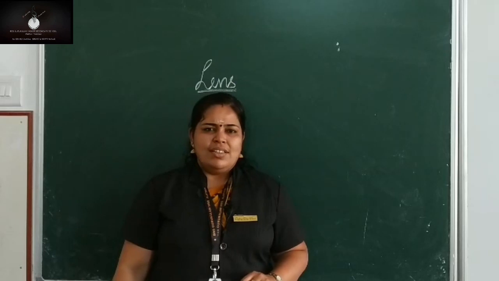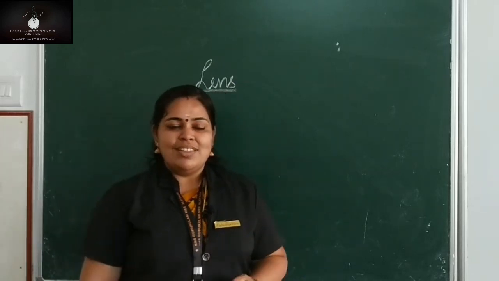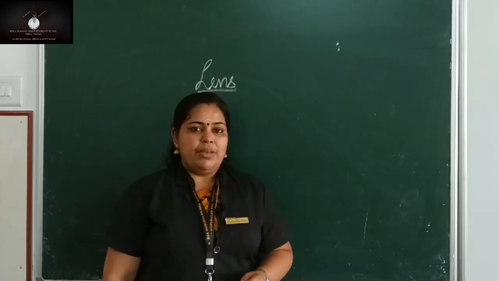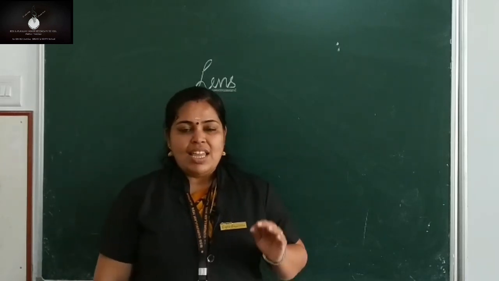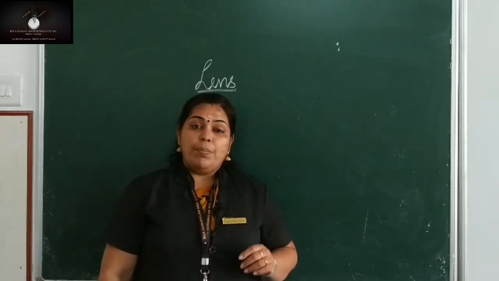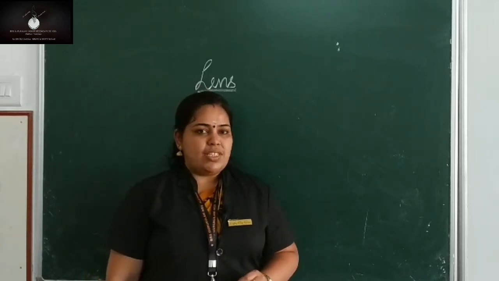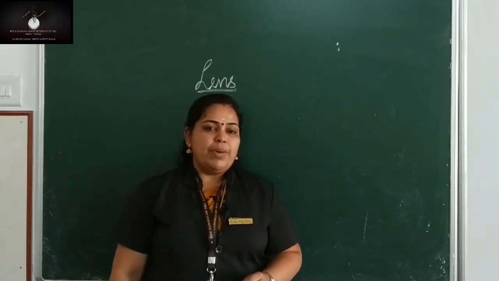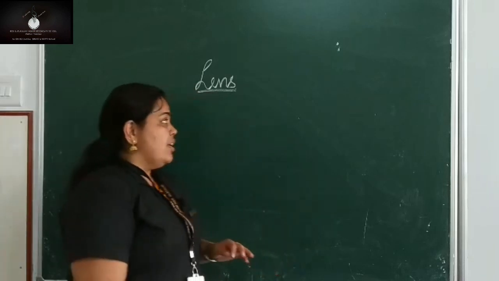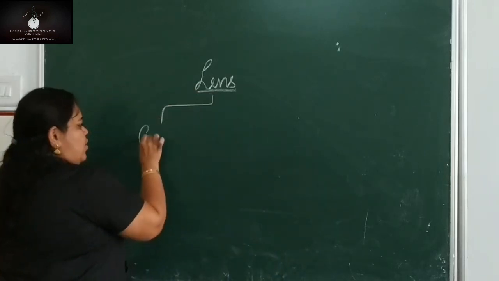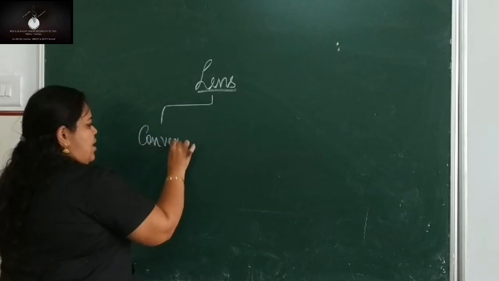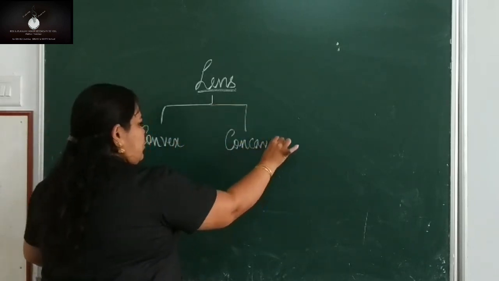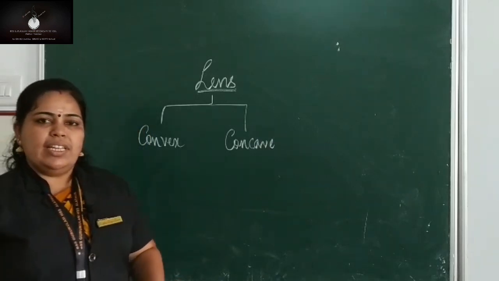Lens. This word is familiar to you, right? What is a lens? Is it a transparent medium? Yes. A lens is a transparent medium bounded by spherical surfaces. There are two types of lens, convex and concave. Convex lens and concave lens.